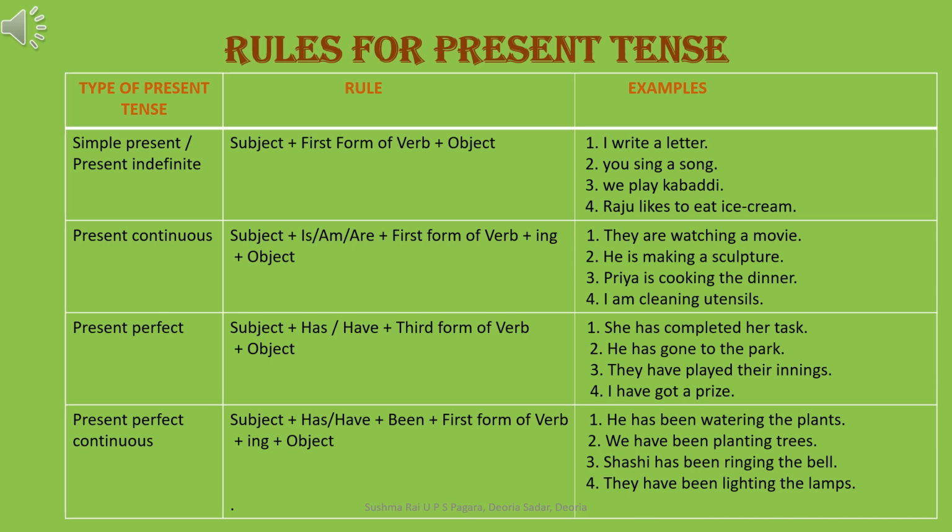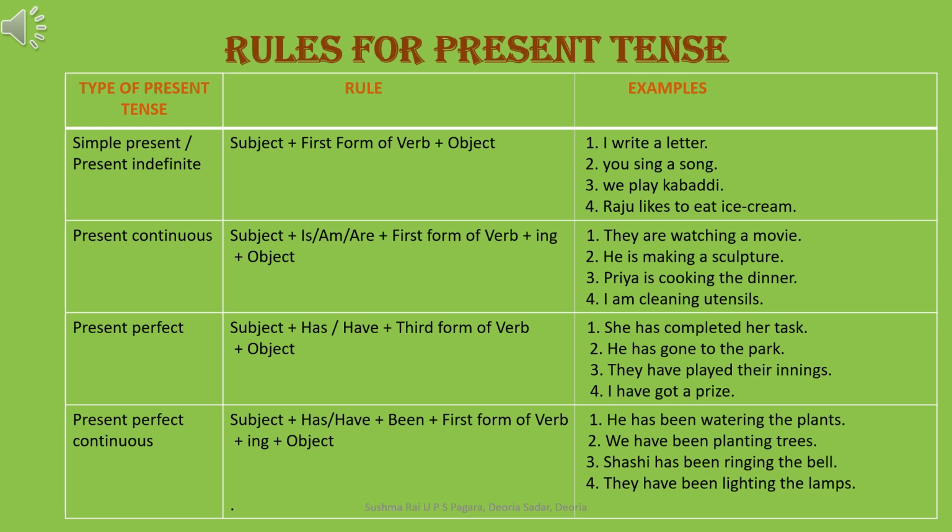To write any sentence in a simple present or present indefinite tense, the rule is to write subject plus first form of the verb plus object. A few examples that we have taken here are as follows. First, I write a letter. Second, you sing a song. Third, we play kabaddi. Fourth, Raju likes to eat ice cream.